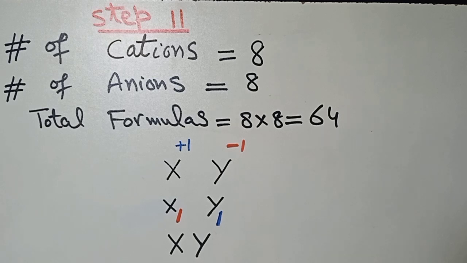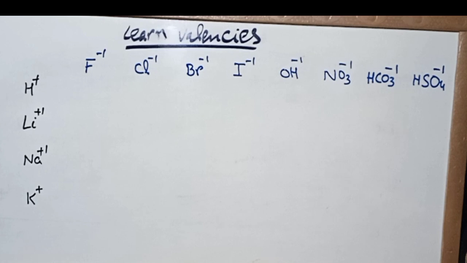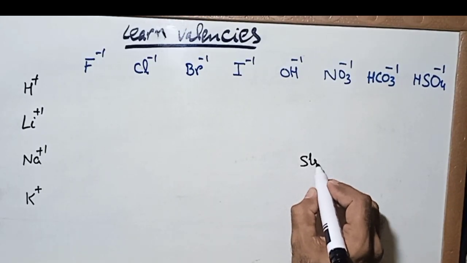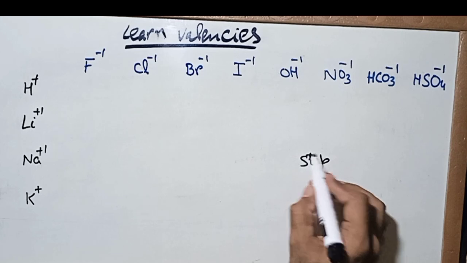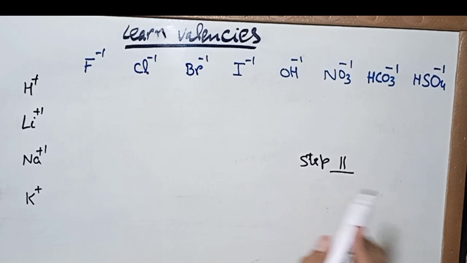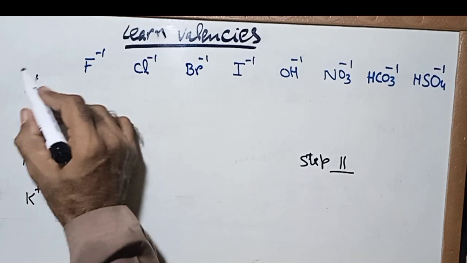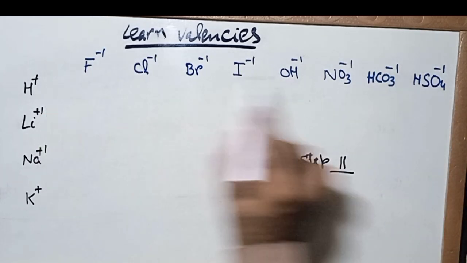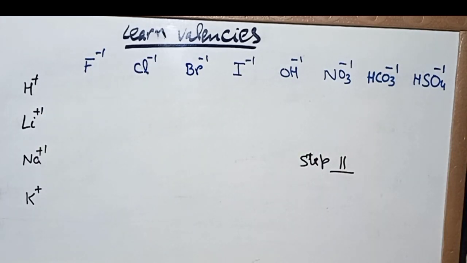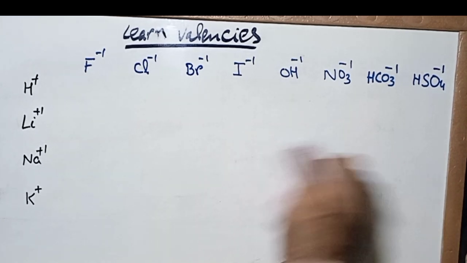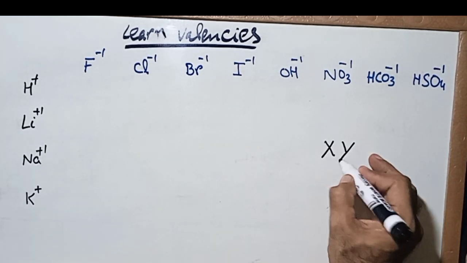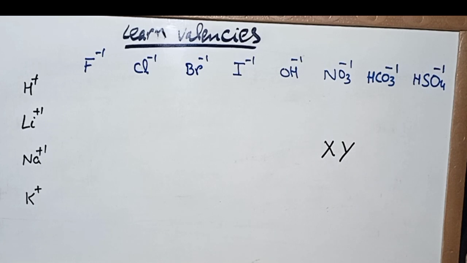Okay, now we are starting with our chemical formulas. Okay students, we are starting with step 1 1. Having monovalent cations and monovalent anions, we are going to make the formulas, and you got that their general formula would be X and Y.